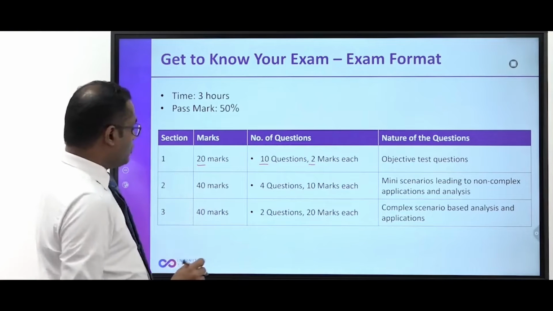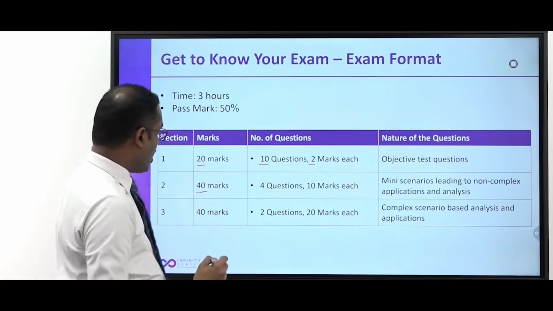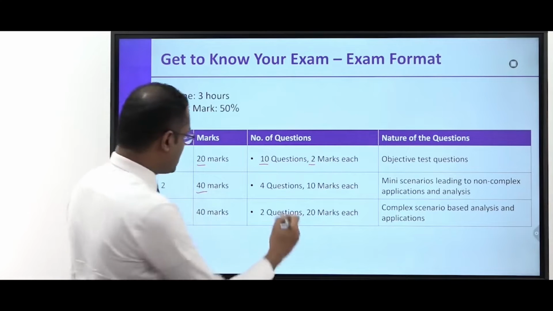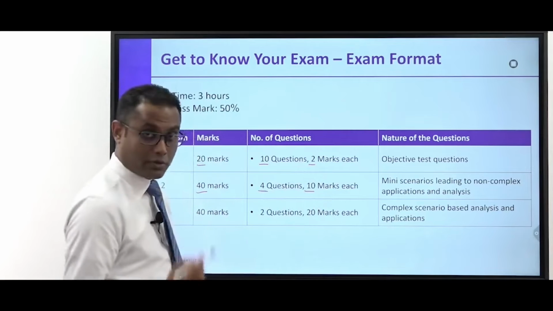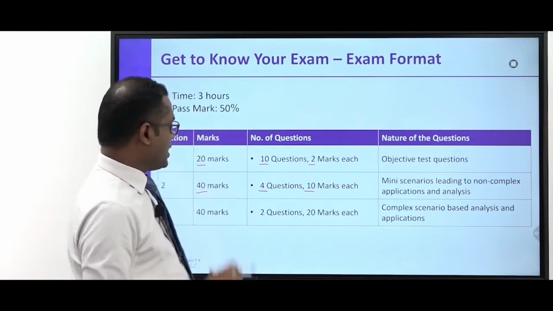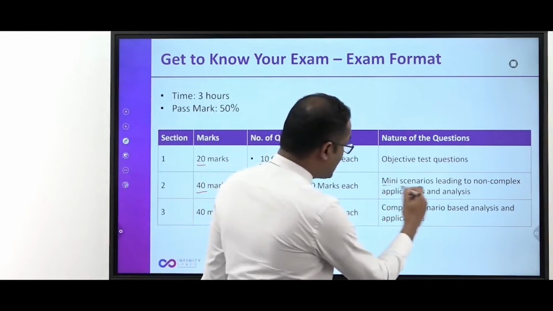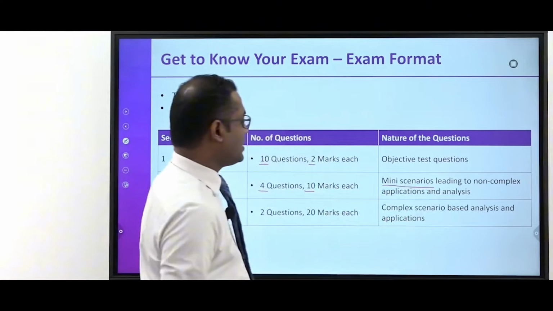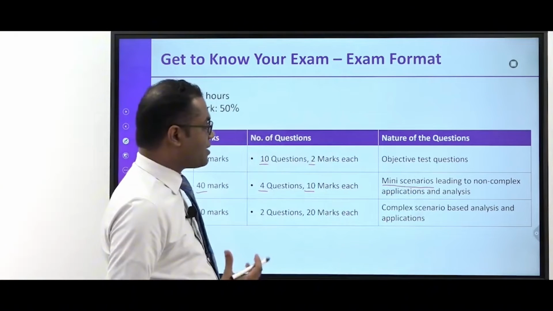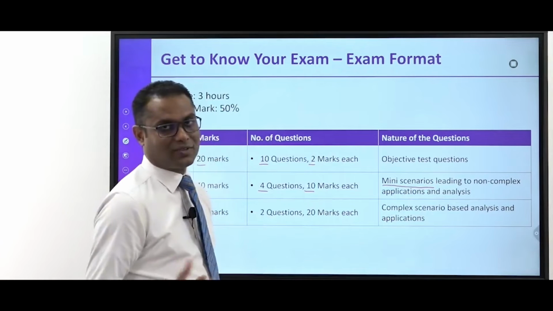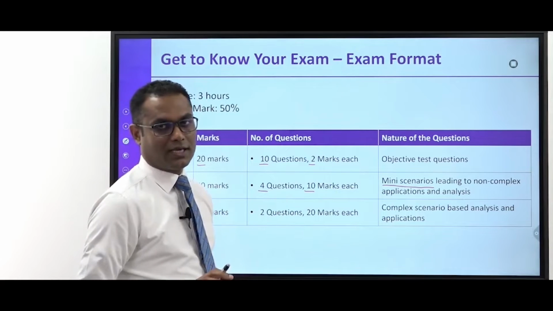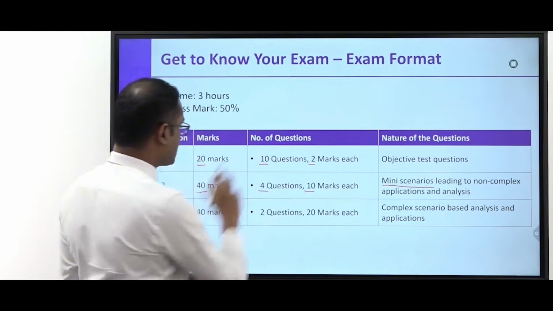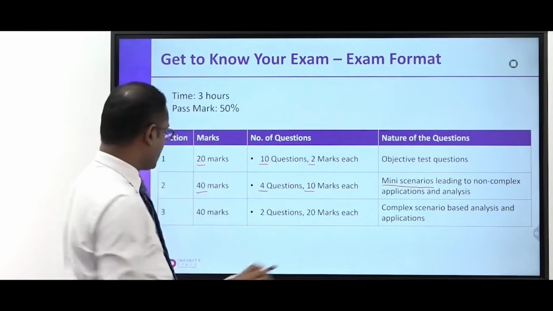Then section 2, 40 marks. How these 40 marks are given is, you have 4 questions, 10 marks each. 4 into 10, 40 marks. These are actually mini scenarios, leading to non-complex applications and analysis. So written questions, but mini scenarios. Okay, so you have 4 questions, each question carries 10 marks.